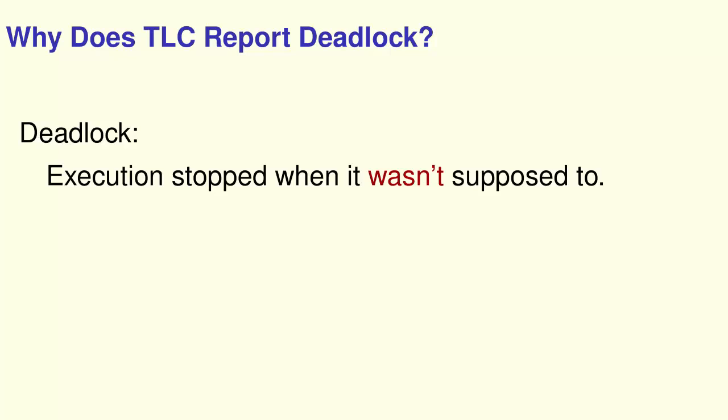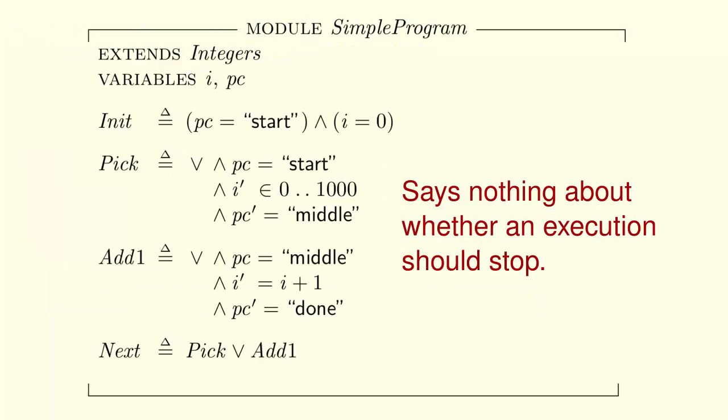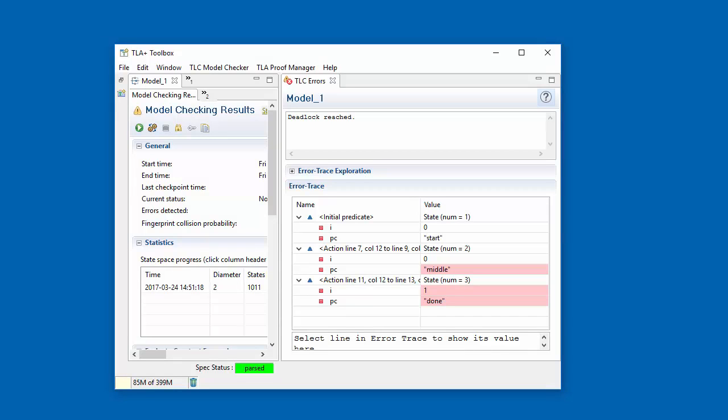Deadlock means that an execution stopped when it wasn't supposed to. Termination means that an execution stopped when it was supposed to. There's nothing in this spec that says whether or not the spec is supposed to stop. Since most systems aren't supposed to stop, the default is for TLC to regard stopping as deadlock. We can change that default in the model.